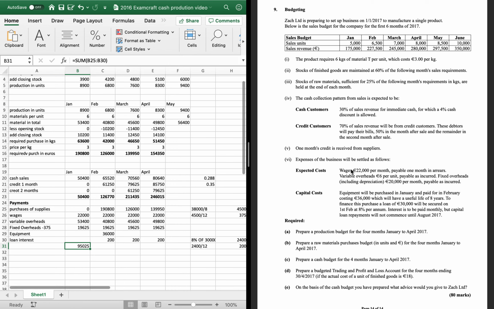So did I? Oh. Again, there's me rushing in. See here, wages. Going way back to this, you're probably shaking at the screen seeing this. Wages 22,000 per month, payable 1 month in arrears. I'm just after seeing that now. So 1 month in arrears means you pay January's in February and so on. So there are no wages in January. So that doesn't affect the rest of them.